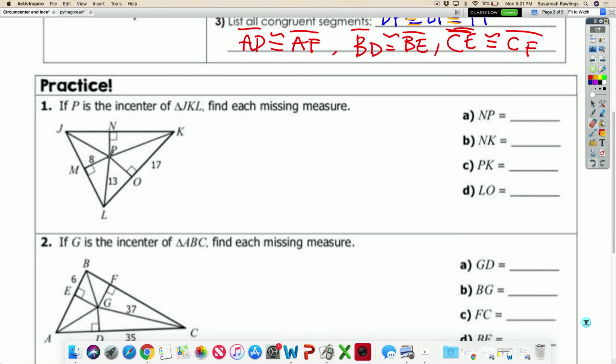Okay, P is the incenter, which tells me a lot of information. The only thing I'm really going to mark right now, other than my incenter, is that all of these little segments to the sides are going to be congruent. So here they're all going to be 8.